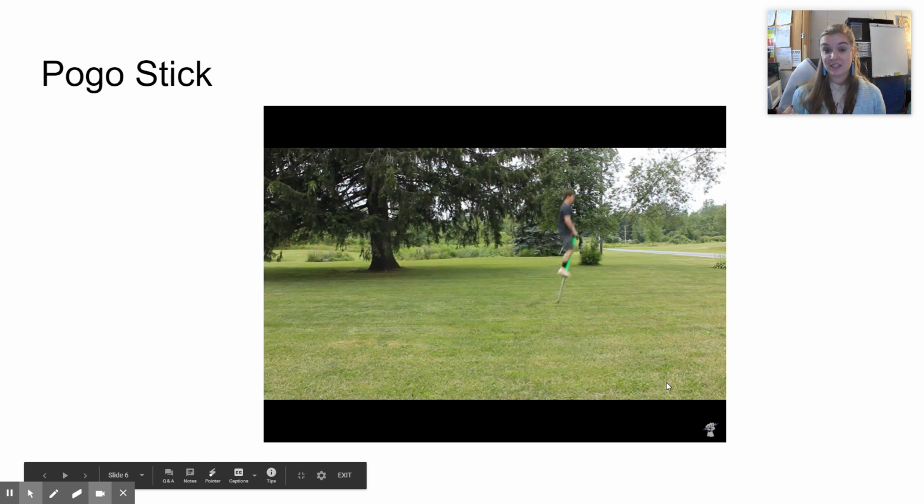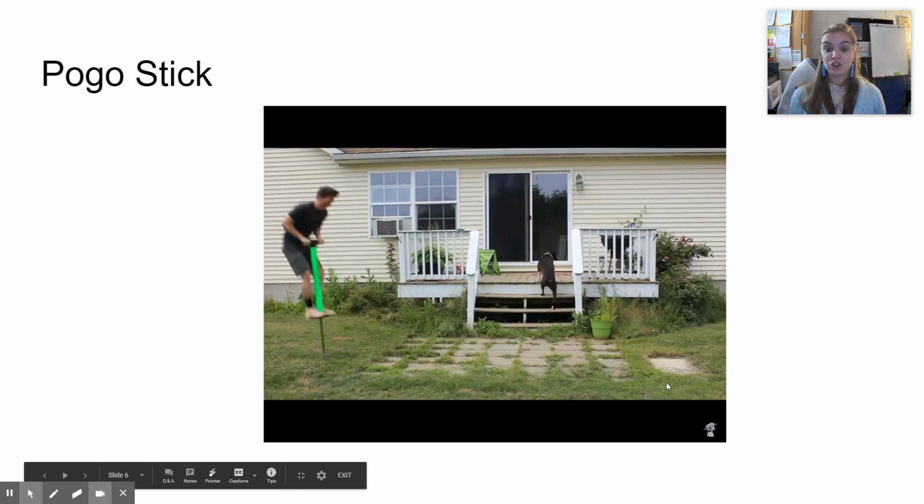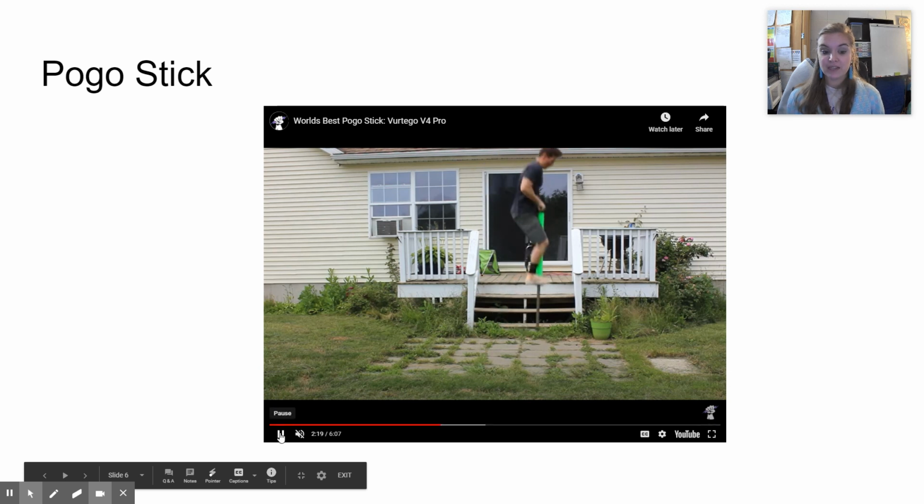I think of a seesaw. A seesaw moves up and down. A bunny rabbit jumps up and down. So there's lots of things that move up and down.